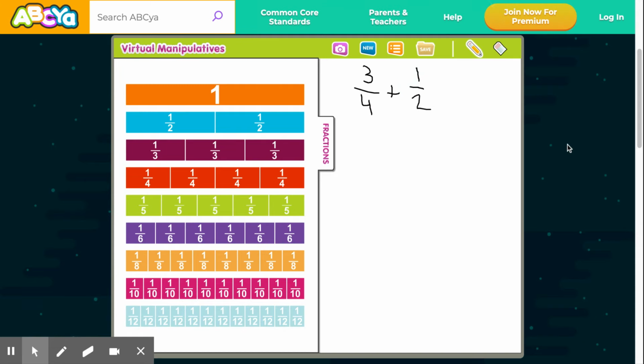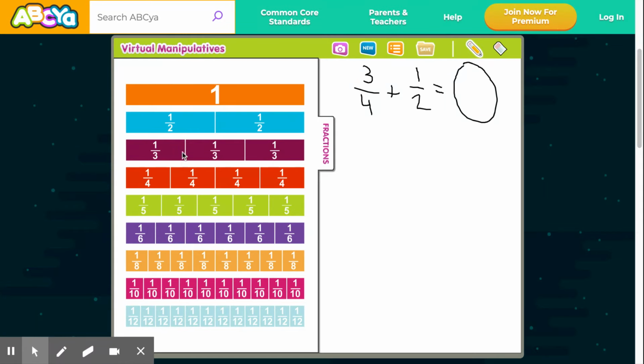So I know that I'm going to be adding these 2 fractions together, but I can't do anything with them yet. I cannot give a final sum until I create an equivalent fraction. Now, I have to create an equivalent fraction because my denominators are different. And we know that we can't add 2 fractions together when their denominators are different. So there's 2 ways that we could do this.